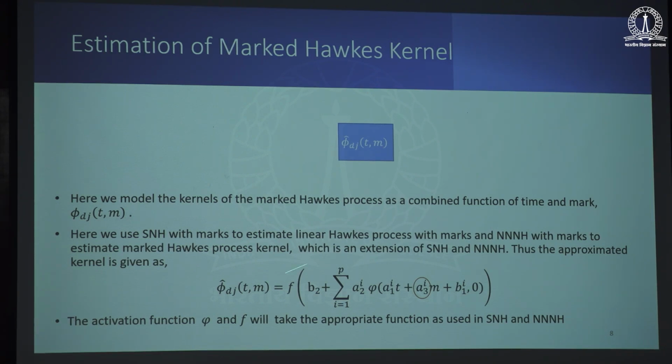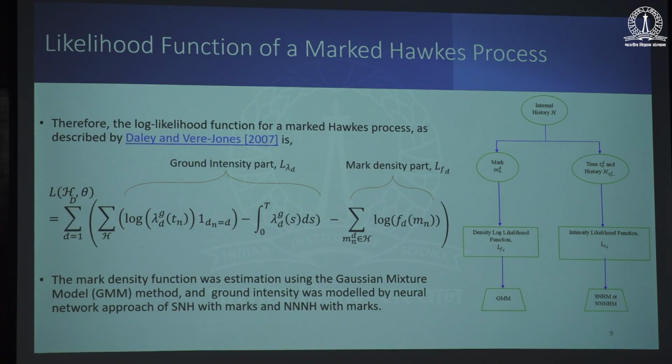So here we have a neural network for doing our work, and we apply our neural network. For estimating, we need a loss function. For a neural network we need some loss function. Here our loss function is the likelihood function of the Mark-Hawkes process. As in a normal Poisson process, this will be the likelihood function. The only addition is that there is a log FDMN term, for the density function of the marks.